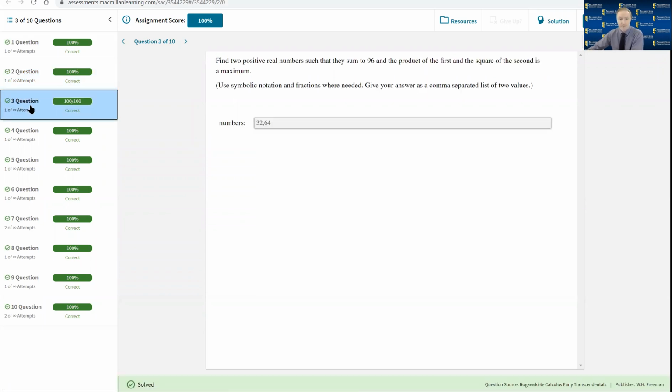For your next problem, again, it's finding two positive real numbers. I'll again let them be x and y, such that they sum to be 96. So I can say, okay, x plus y is 96. And the product of the first and the square of the second is a maximum. So x times y squared needs to be maximized.